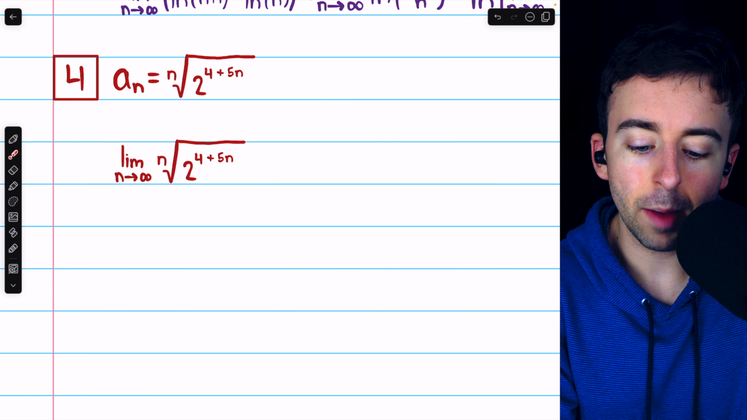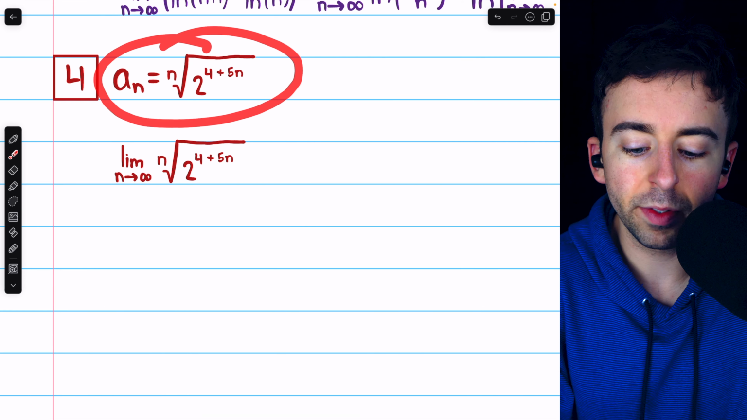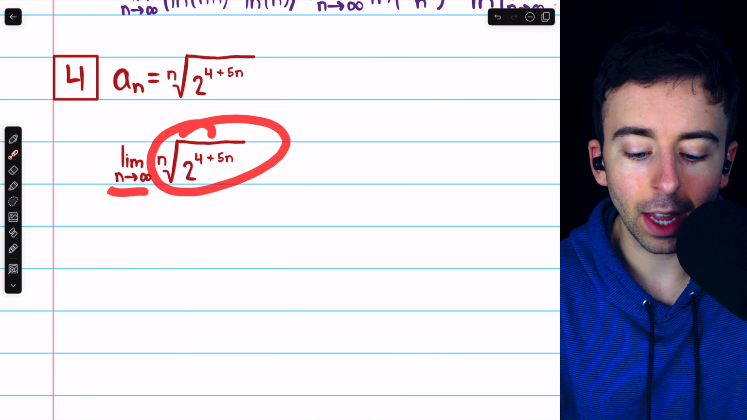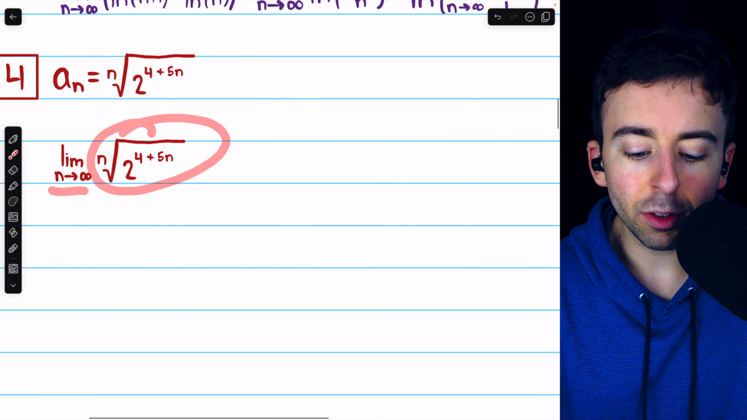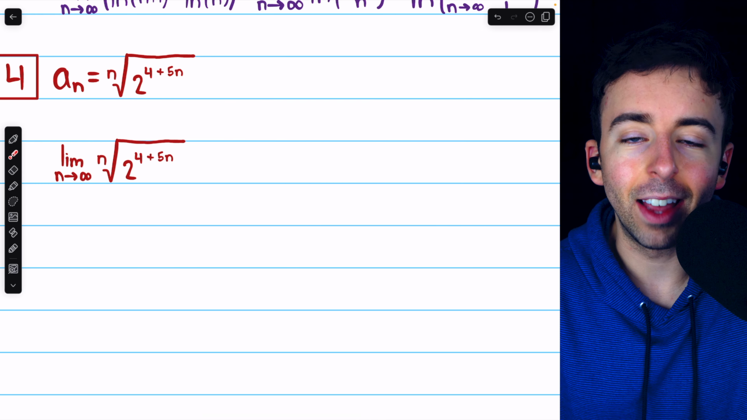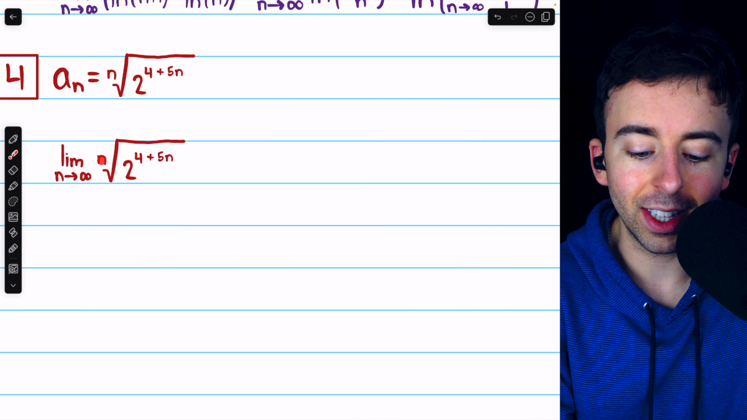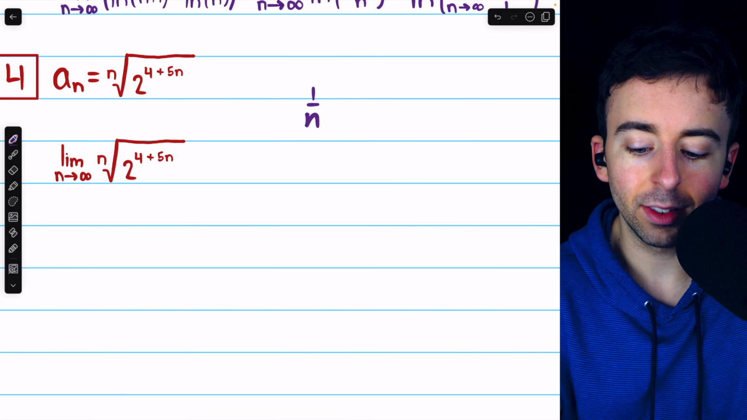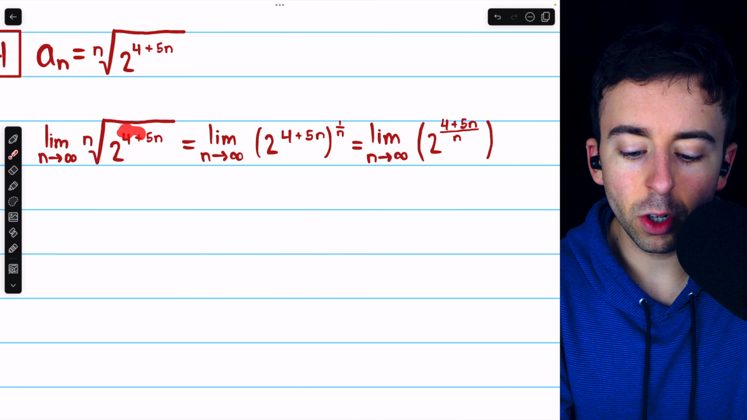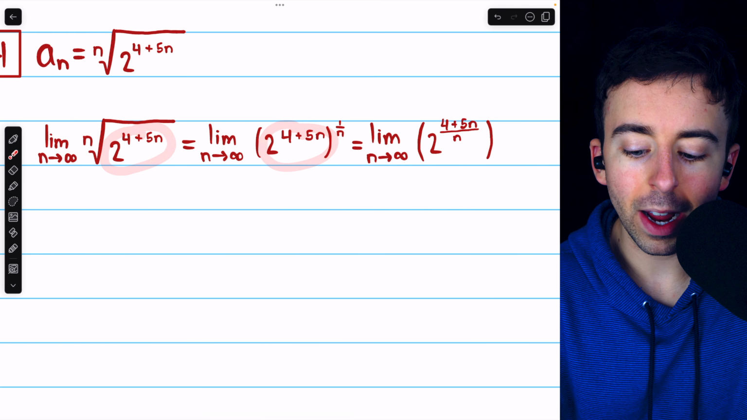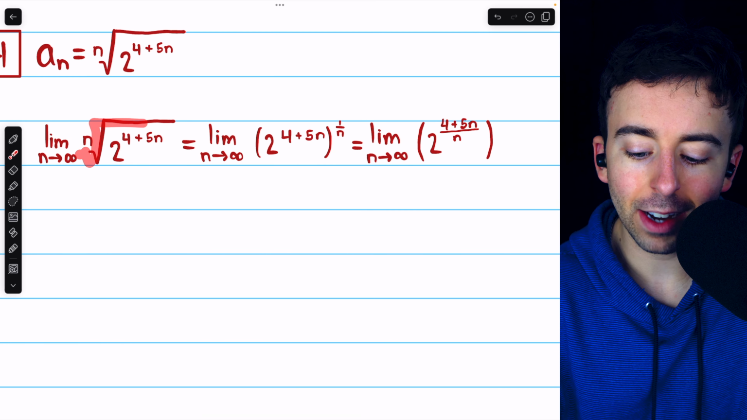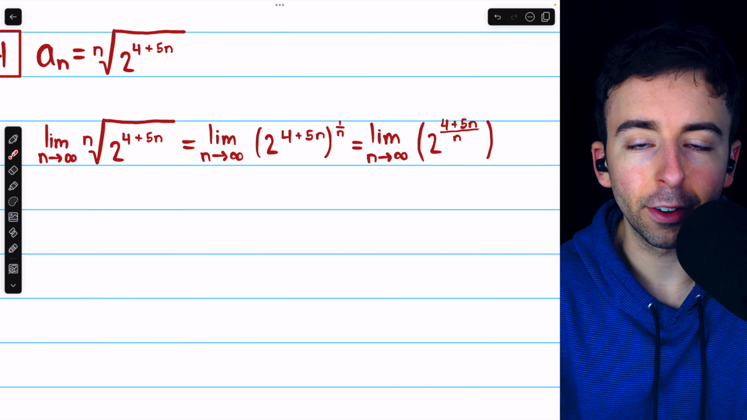Here's our fourth example. a_n equals the nth root of 2 to the 4 plus 5n. So we're trying to evaluate this limit as n goes to infinity. Let's begin by rewriting this as an exponent. Instead of having the nth root, that's the same as having a power of 1 over n. So let's do that rewriting. We have 2 to the 4 plus 5n raised to the power of 1 over n. So we've just rewritten the radical as a rational exponent.